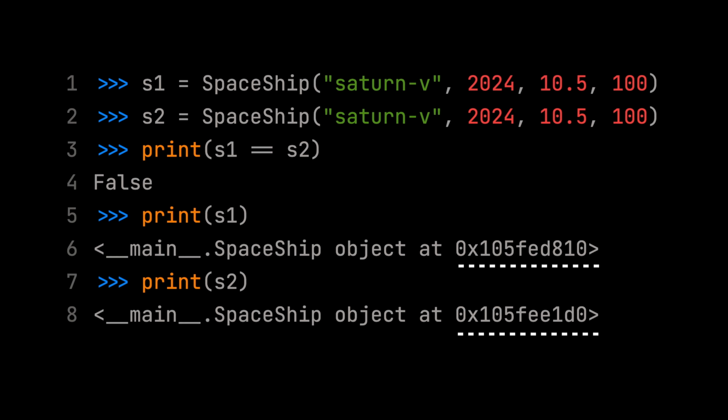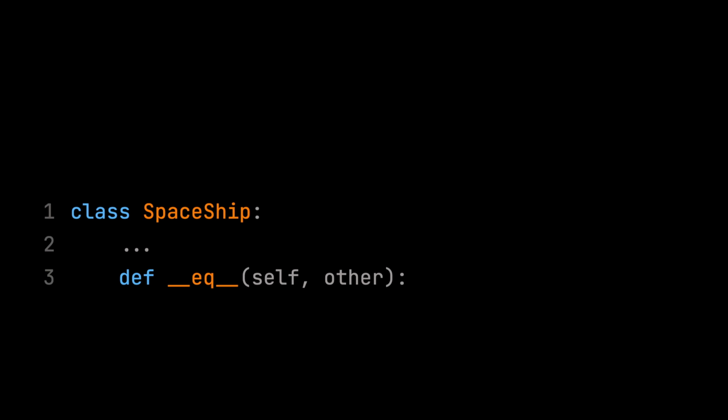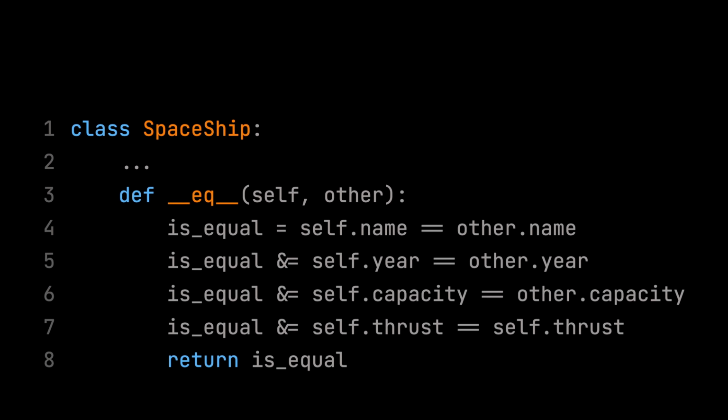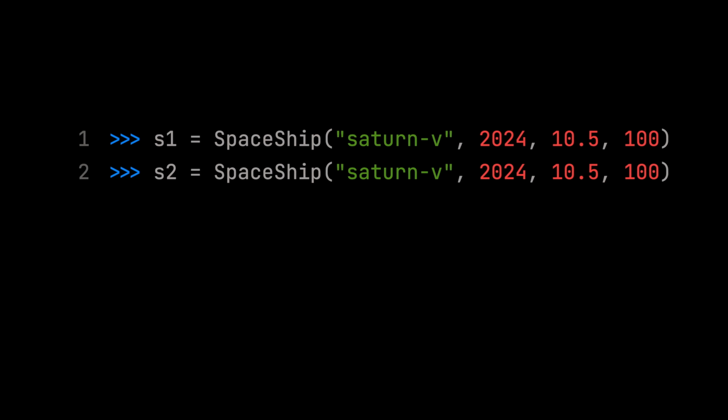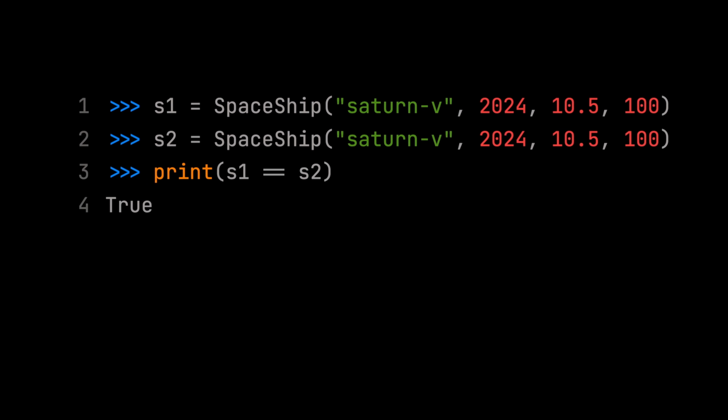Generally, this isn't what we want, and so we typically end up writing our own equals dunder that compares the attributes individually. With data classes, however, we get this for free. So if we compare two separate data class instances, we'll get true as long as they have the same values, even if they are in different memory locations.